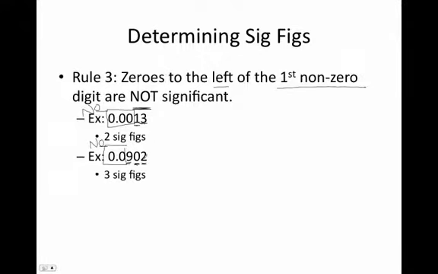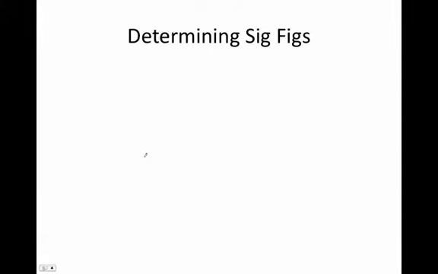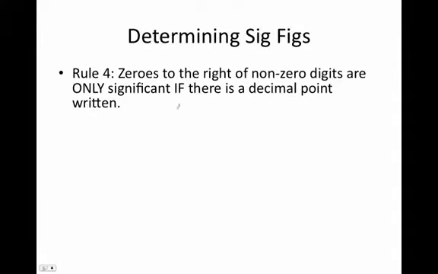Rule number 4. Zeros to the right of non-zero digits are only significant if there is a decimal point written. So only if that decimal point is recorded are those zeros significant. So for example, 1,000. We have a 1 here. These zeros are to the right of that non-zero. There is no decimal point written right here, which means these zeros are not significant, which gives us 1 sig fig.